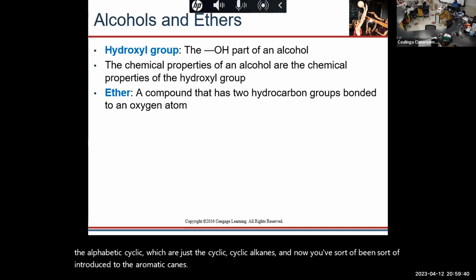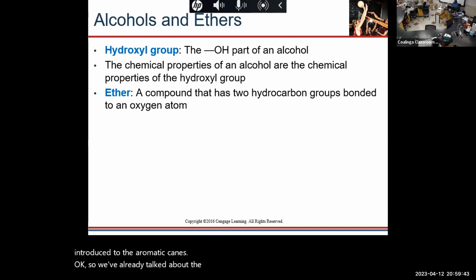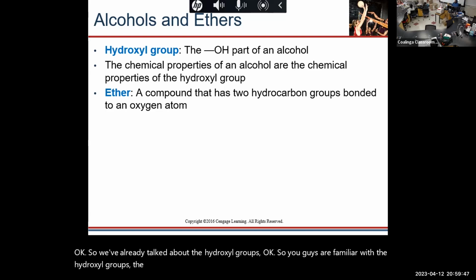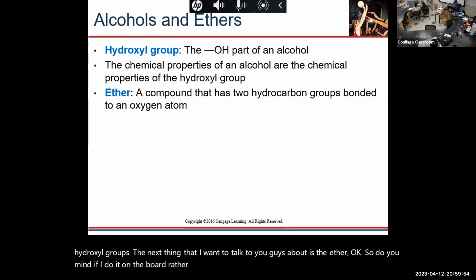Okay, so we've already talked about the hydroxyl groups. So you guys are familiar with the hydroxyl groups. The next thing that I want to talk to you guys about is the ether. Okay, so do you mind if I do it on the board rather than trying to write?